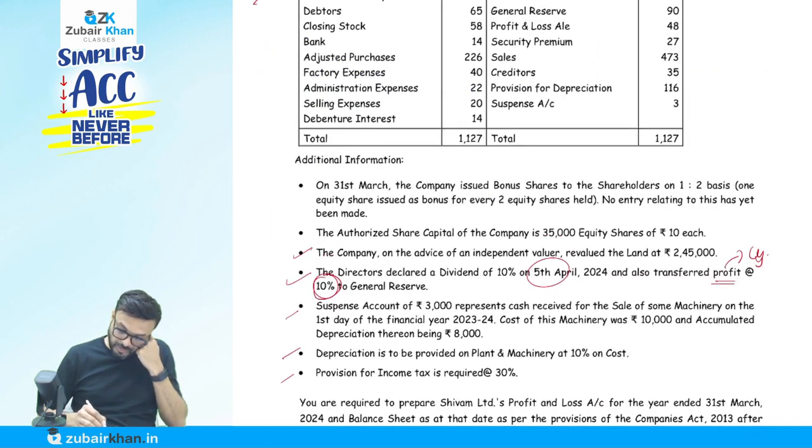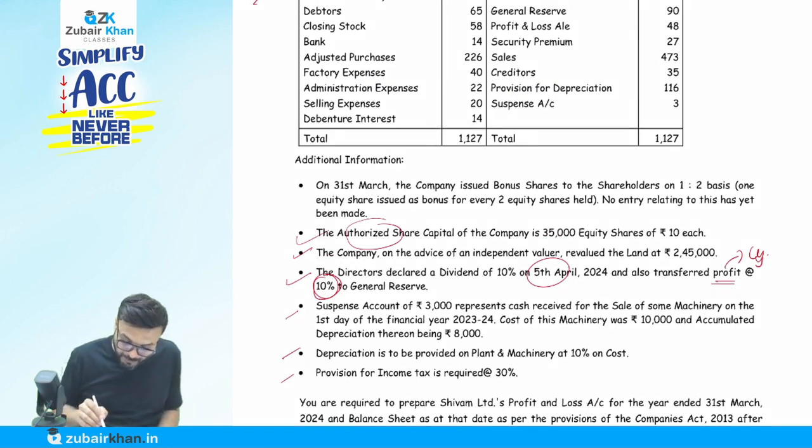The revaluation, authorized capital. Now understand, this is new for you. Let me explain this. On 31st of March, the company issued bonus shares to the shareholders on a 1:2 basis. 1 equity share issued as bonus for every 2 equity shares held. No entry relating to this has yet been made.